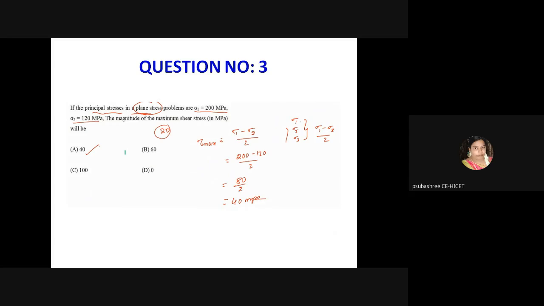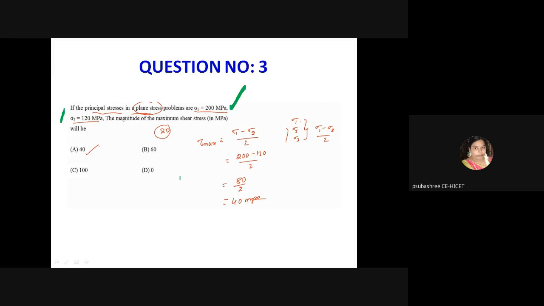Then question number 3. If the principal stresses in a plane stress problem are sigma 1 is equal to 200 megapascal and sigma 2 is equal to 120 megapascal. It is a two-dimensional plane, so it has two principal stresses, sigma 1 and sigma 2. So the magnitude of the maximum shear stress will be, so now we will calculate the maximum shear.